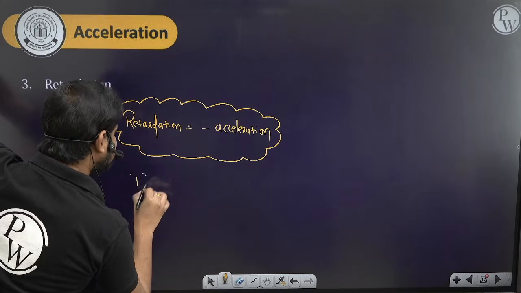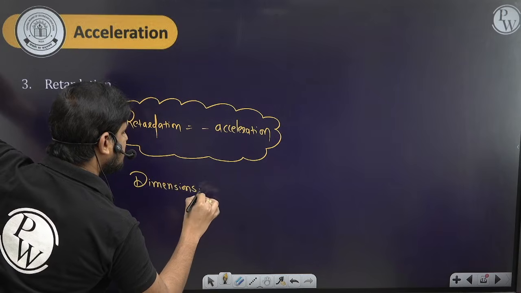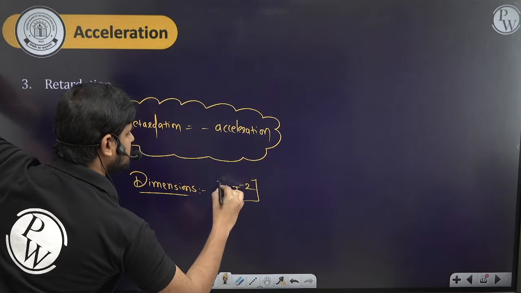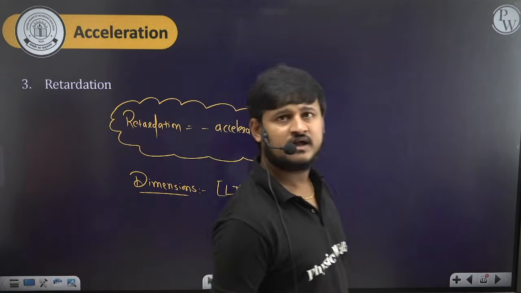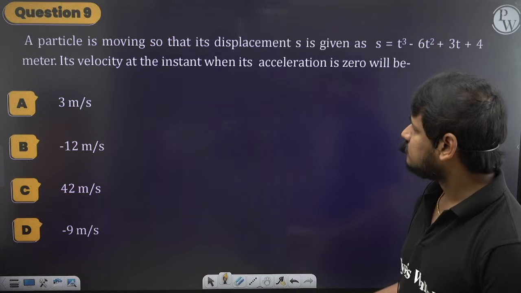So what are the dimensions? It has the same dimensions as the acceleration. So what are the dimensions? L t to the power minus 2. Done? Clear? Understanding, everyone? Let's take one question.